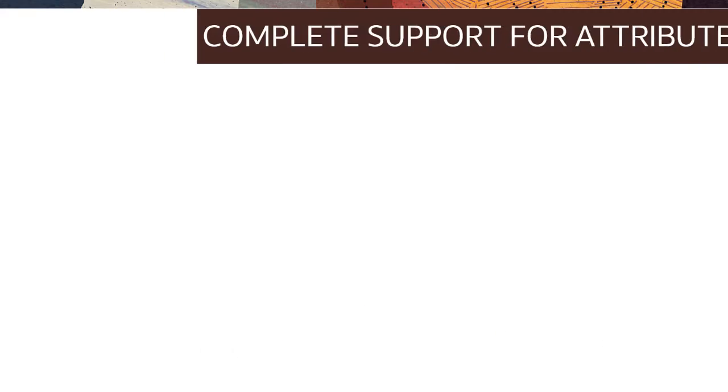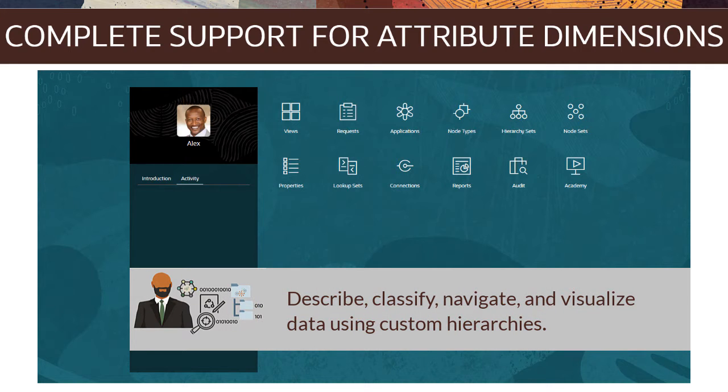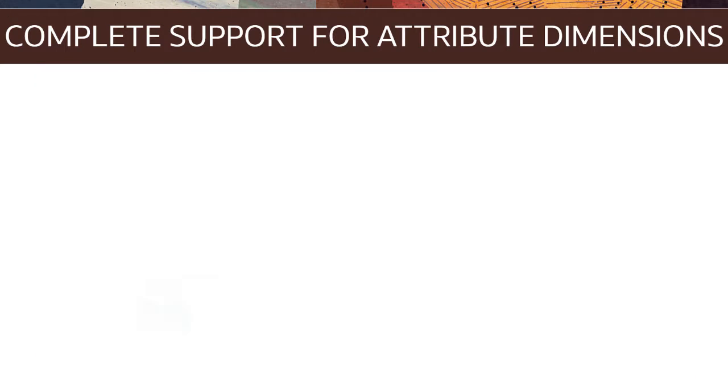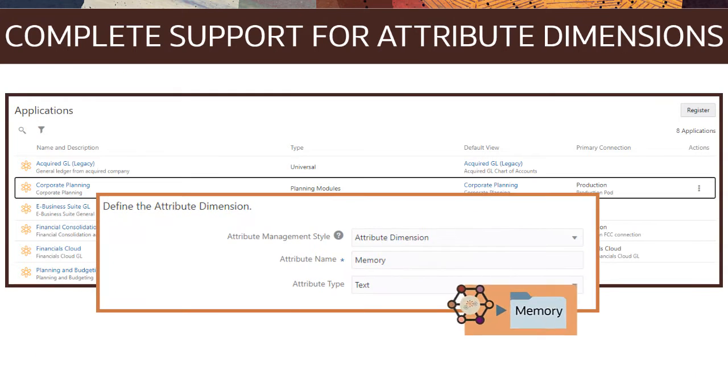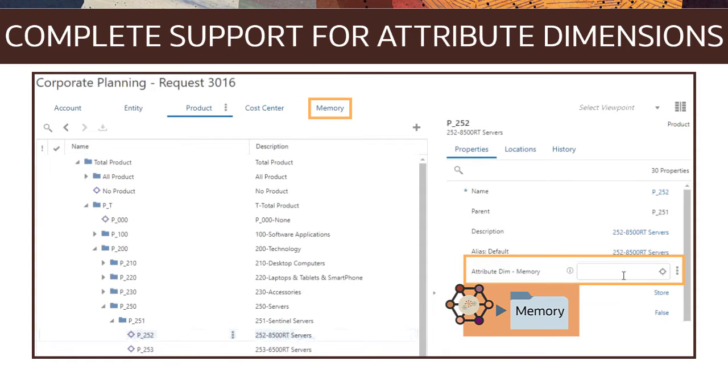In addition to simple attributes, Enterprise Data Management now provides complete support for attribute dimensions, enhancing your ability to describe, classify, navigate, and visualize data using custom hierarchies. You can define a full attribute dimension for all sparse-based dimensions when you register planning or financial consolidation and close applications, so that you can assign properties to nodes based on complex, custom attribute dimensional structures.